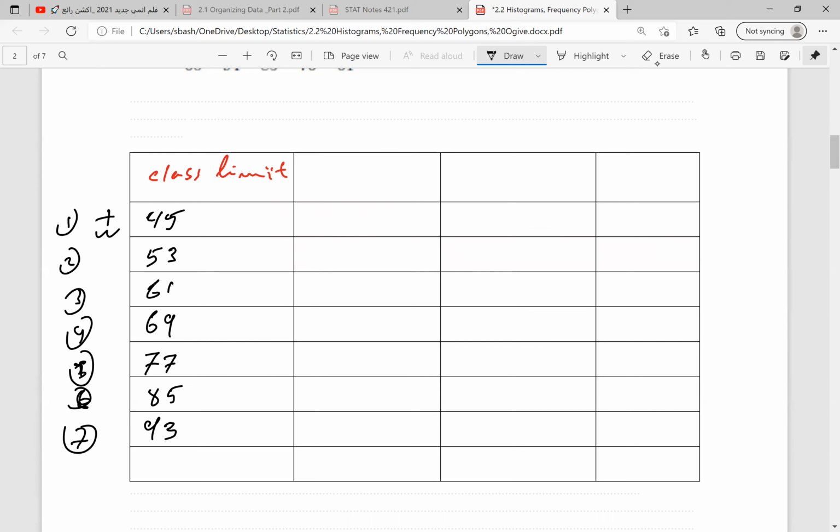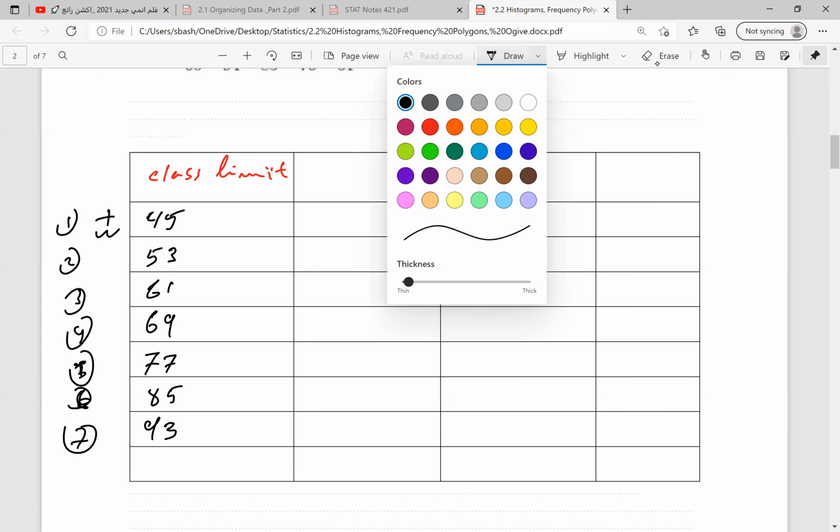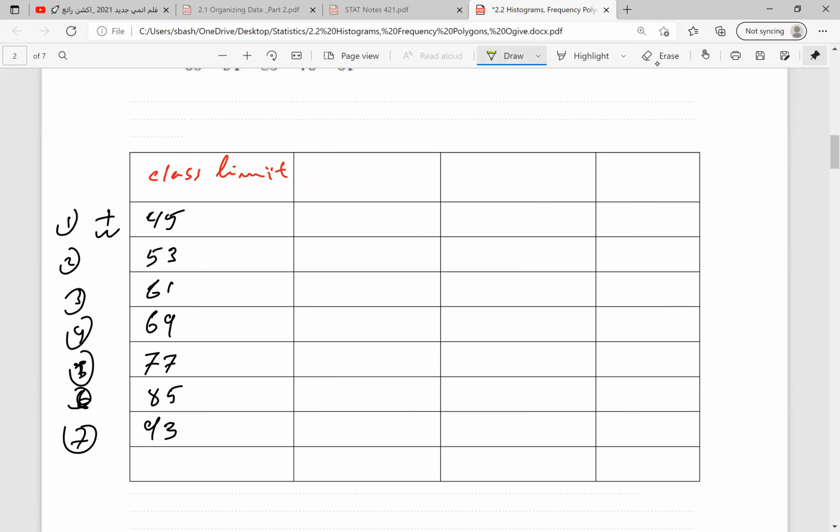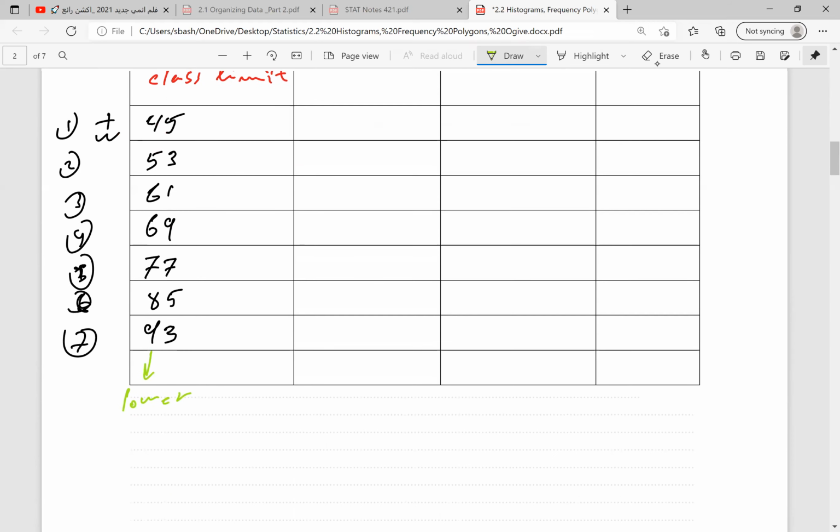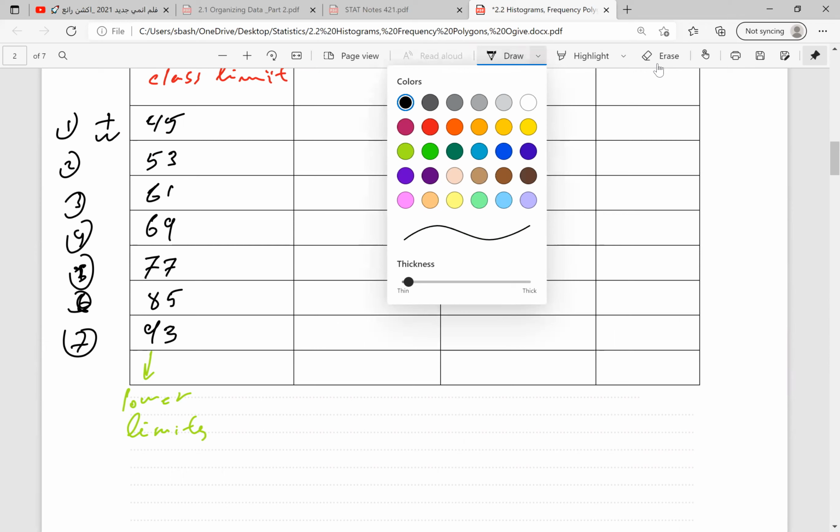Now these are the lower limits of the class. When we say group data, it means I have lower limit and upper limit. For each class we have lower limit and upper limit. Now these are the lower limits. Write it down. These are lower limits. Now I need to write the upper limit.